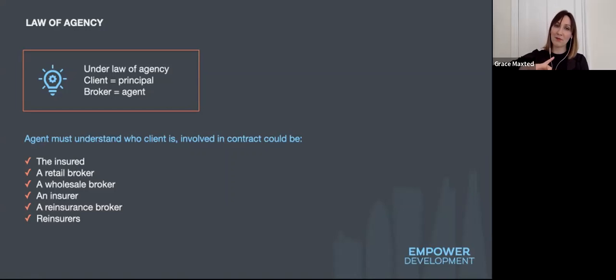Whether they're working on behalf of the insurer or the insured at any given time really does depend on the circumstances. The first parts of the book talk about who the actual client is. There are so many people and entities that can be involved in an insurance transaction. You want to know who the broker, the agent, is working for at any given time, because this changes depending on who they're looking after.